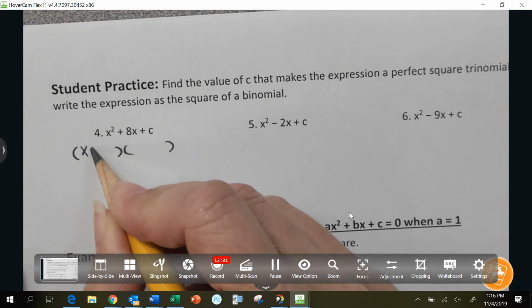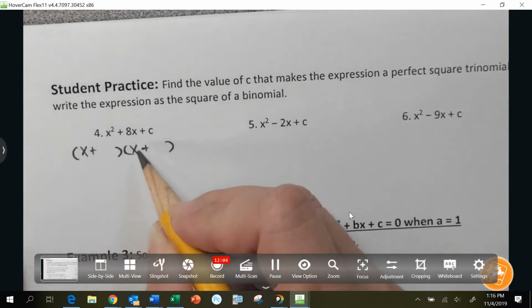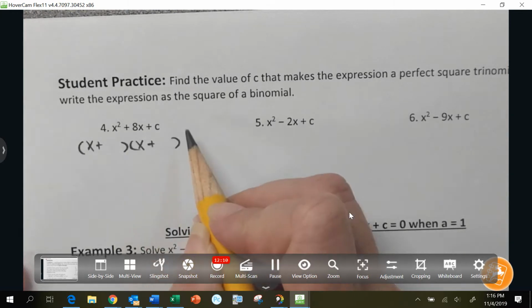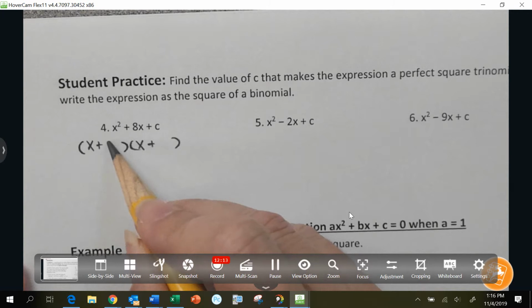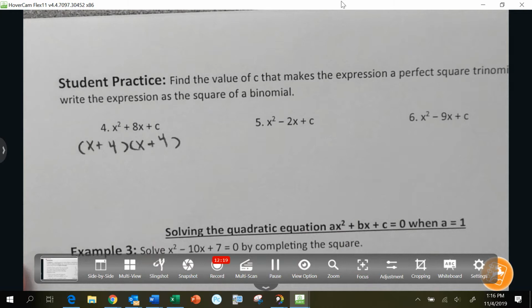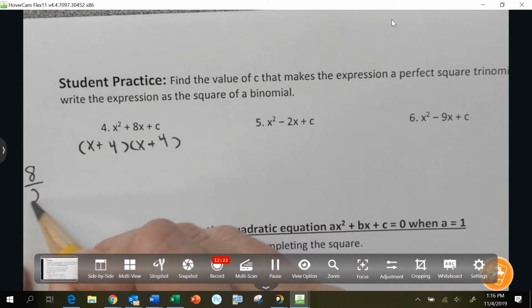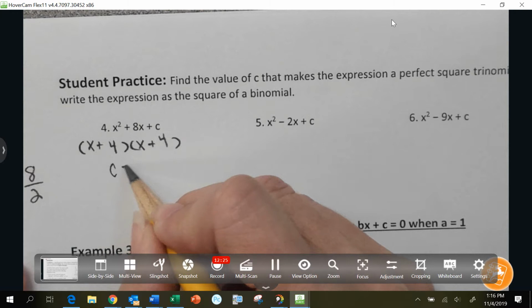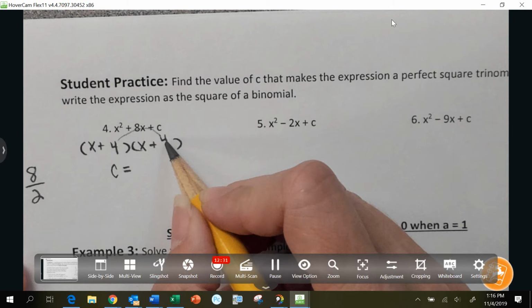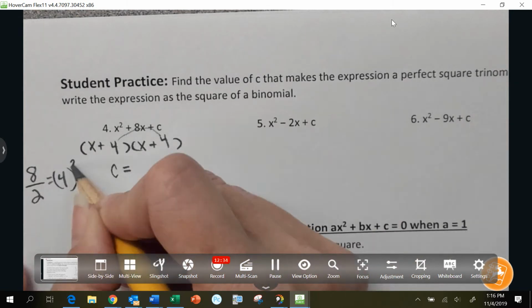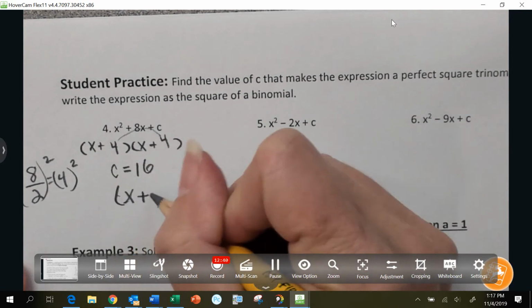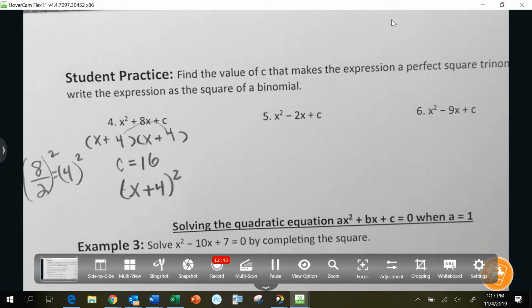So I know this is going to be x plus and x plus if I factor it just looking at the signs. And then I look at the 8 in the middle. For this to be a perfect square, it's got to be 4 and 4. It's got to be the same number, exactly. So what did you do to find out that it was 4? You divided 8 by 2. Now, they're asking us to find the C value. So to find the C value, I have to do 4 times 4, which is like squaring 4, which is 16. And then they also ask us to write this as a square of the binomial. So that's x plus 4 squared.